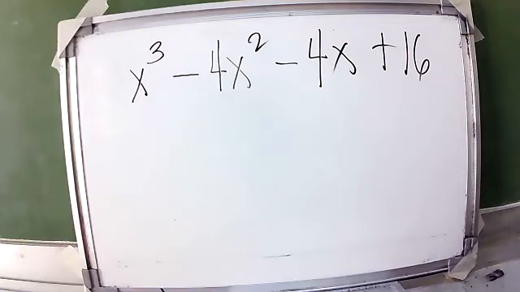If you have the answer already, sir, pasabi po ng given, all black screen po ako. Okay. The given is x cubed minus 4x squared minus 4x plus 16. I repeat, x cubed minus 4x squared minus 4x plus 16. Game. Did you get the given?